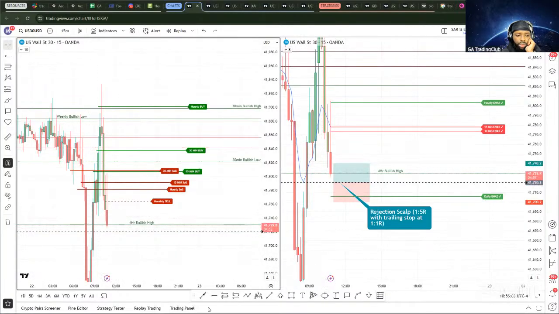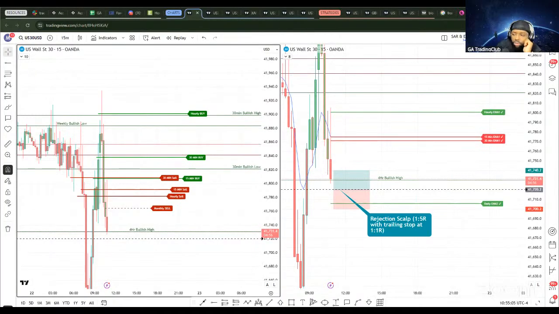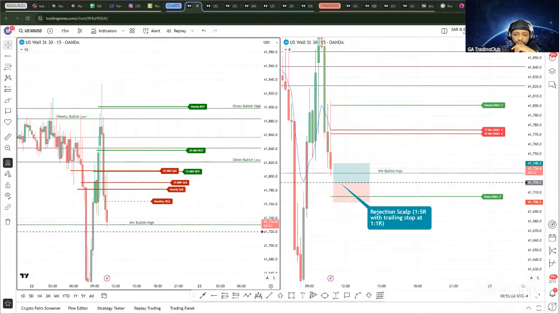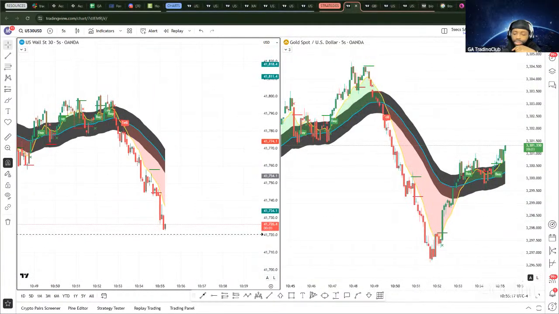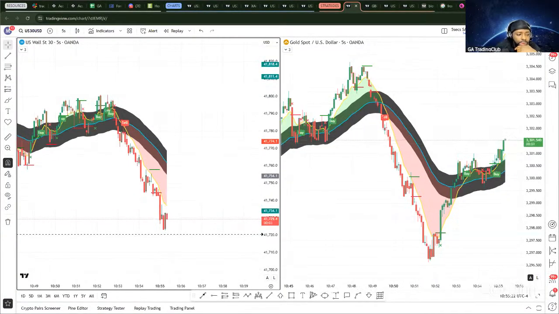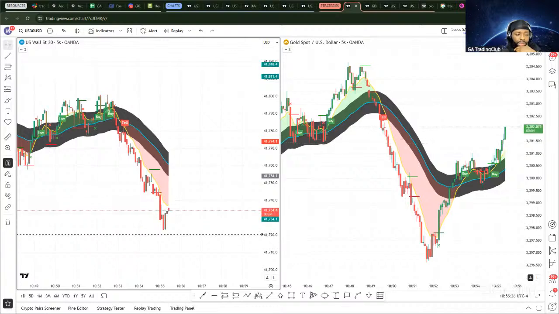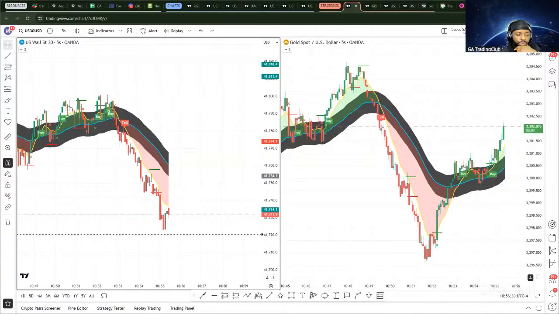Okay, so let's see. This one would even be an order block. What we don't want to see here is a crossover. It's close to 11. If we get a crossover buy before tapping that area, then that wouldn't be a trade. So let's see what happens.